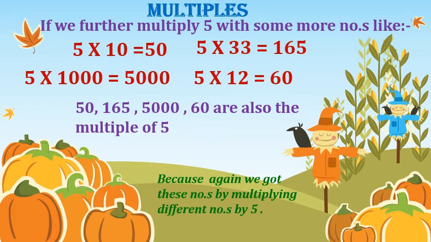To understand it better, let's take another example. If we further multiply 5 with some more numbers like 10, I get 5 multiplied by 10, 50. Similarly, 5 multiplied by 33 gives me 165. 5 multiplied by 1000 is 5000. 5 multiplied by 12 is 60. So I got 50, 165, 5000 and 60 by multiplying 5 with some other numbers. So all these numbers will be called the multiples of 5 because we got these numbers by multiplying different numbers by 5.